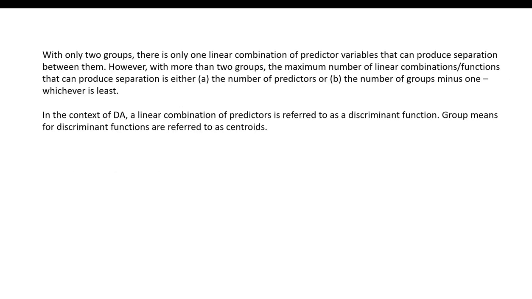Now, in the context of discriminant analysis, when you have only two groups, there's only one linear combination of predictor variables that can produce separation between them. However, in those cases where you have more than two groups, the maximum number of linear combinations that can produce separation is either A, the number of predictors, or B, the number of groups minus one, whichever happens to be the least. Also, in the context of discriminant analysis, a linear combination of predictors is referred to as a discriminant function, and group means for the discriminant functions are referred to as centroids.